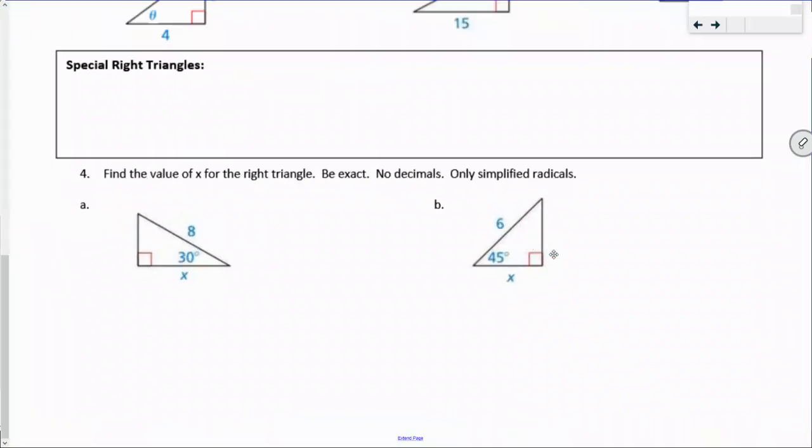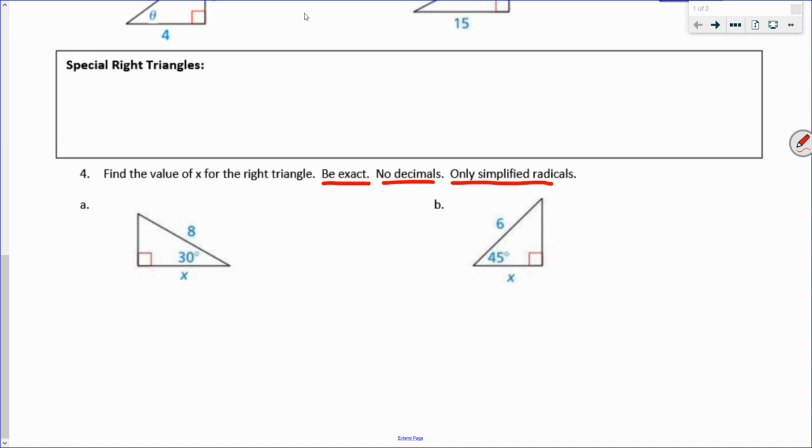All right, part two, special right triangles. Hopefully, this is still a review from your geometry days. The biggest thing is that all the answers are always going to be exact, no decimals, only simplified radicals. Because otherwise, you can type a lot of this on your calculator. You can use sine, cosine, tangent, that kind of thing.